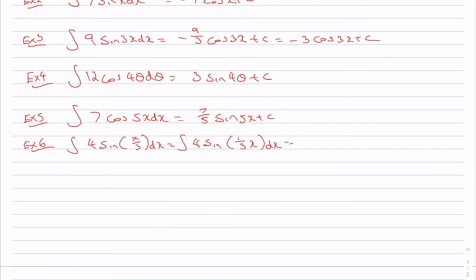What happens with the 1/3? Well, it's going to be divided, so it's going to become timesing by 3. 4 divided by 1/3 is going to be 12. And then we have the integral of sine x, and that's minus cos, and then you can have it as x over 3 again if you want, and then plus that constant.